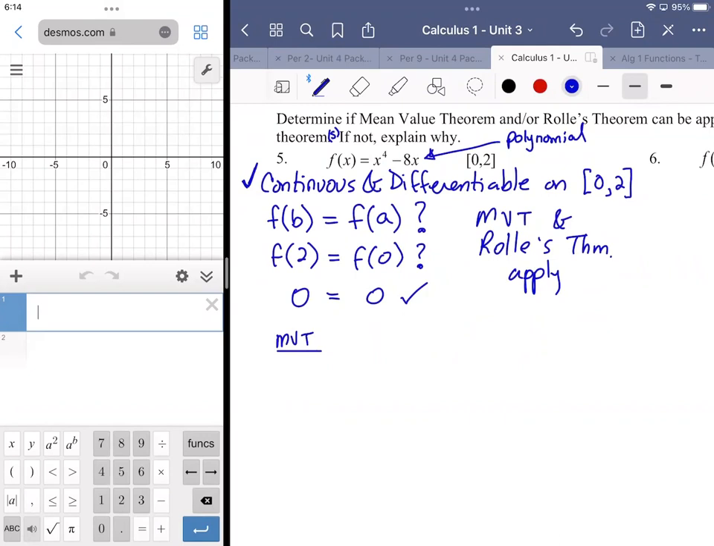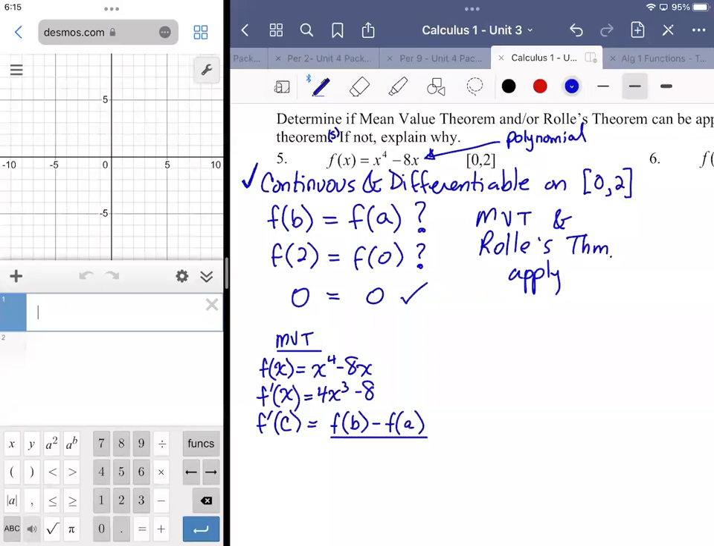For the mean value theorem, I need two pieces of information. I need f prime of c, f prime of some value c. But in order to figure that out, I need f of x, which we know is x to the 4th minus 8x. And then from there, I need f prime of x, which is 4x cubed minus 8. So f prime of c needs to be equal to f of b minus f of a over b minus a.